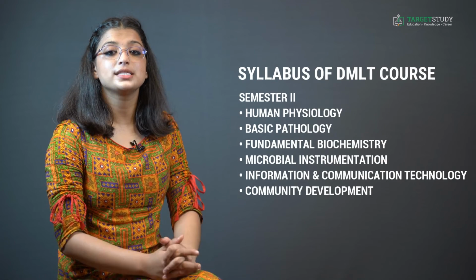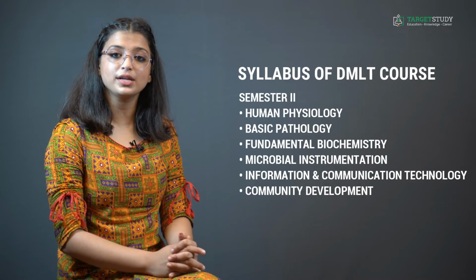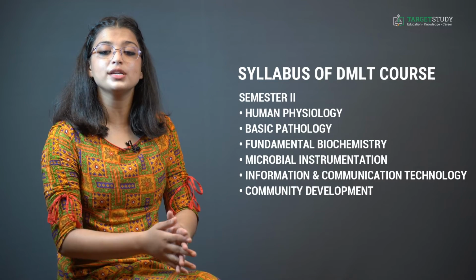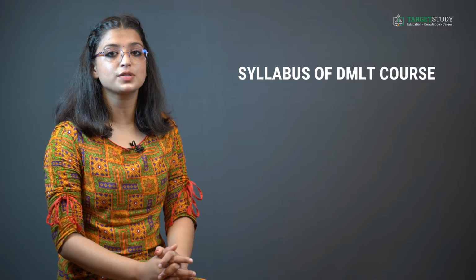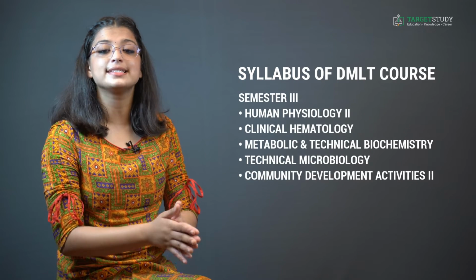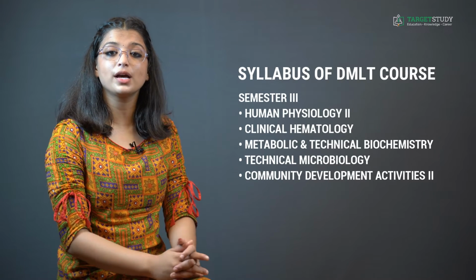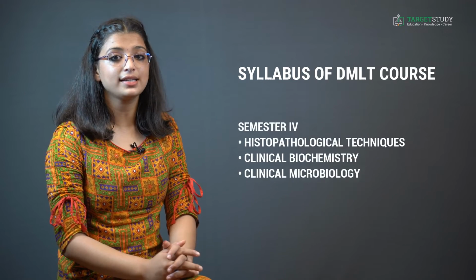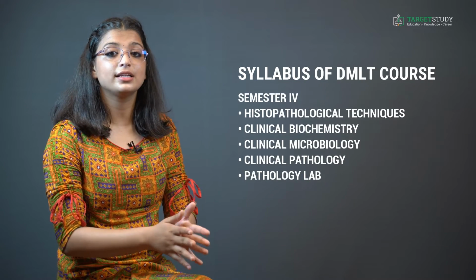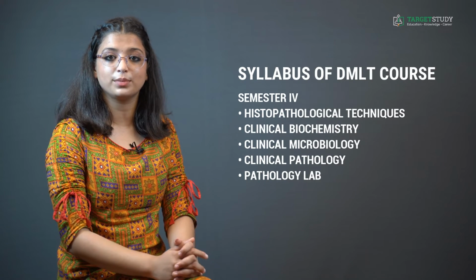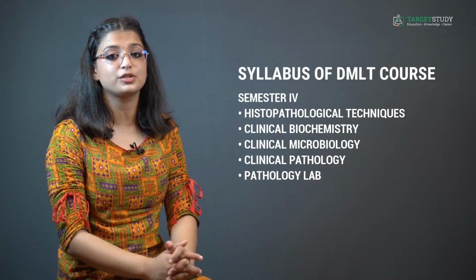In semester 2, you will study human physiology, basic pathology, fundamental biochemistry, microbial instrumentation, information and communication technology and community development. While semester 3 will consist of subjects like human physiology 2, clinical hematology, metabolic and technical biochemistry, technical microbiology, community development activities too. In semester 4, you will study histopathological techniques, clinical biochemistry, clinical microbiology, clinical pathology and pathology lab. This is a basic generalized syllabus of the DMLT course.